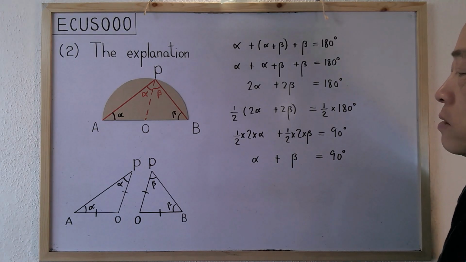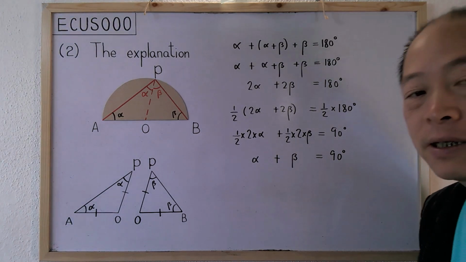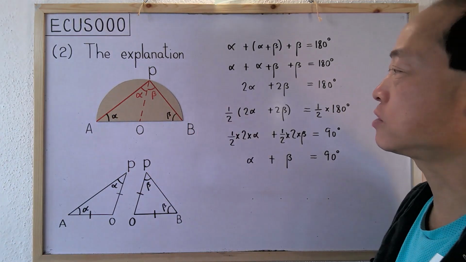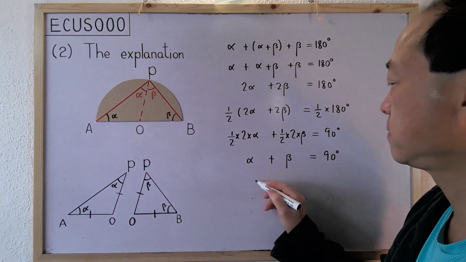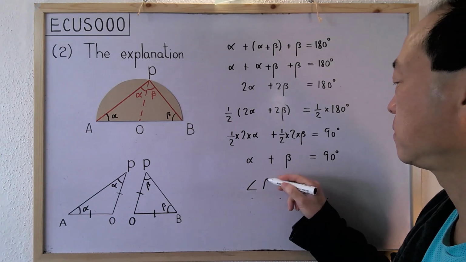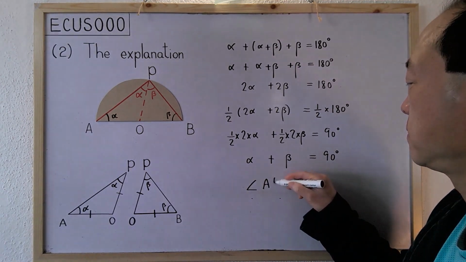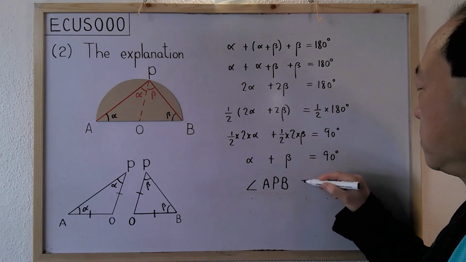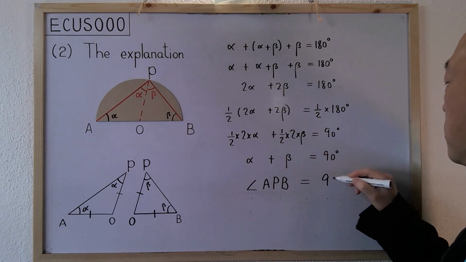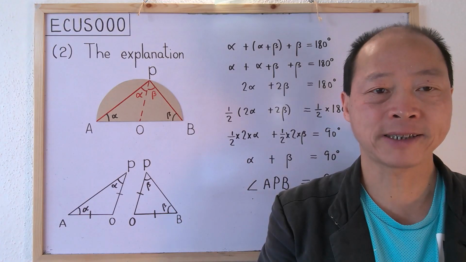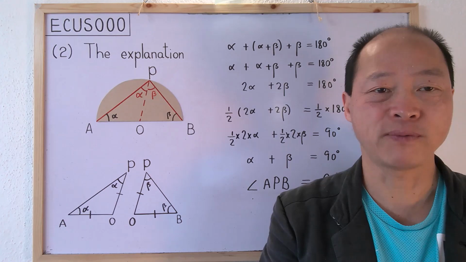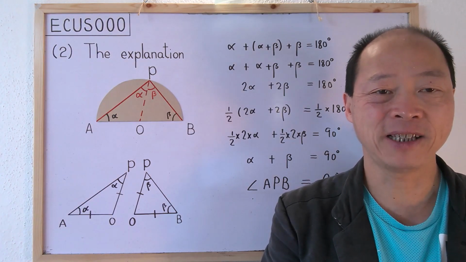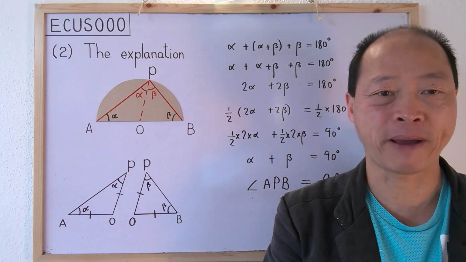Finally, we have worked out alpha plus beta. It is 90 degrees. As a result, angle APB is found to be 90 degrees. Notice that we have worked out the value of alpha plus beta without knowing what alpha is or what beta is. This is an interesting aspect of mathematics.